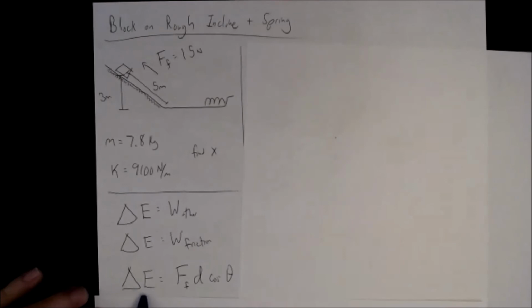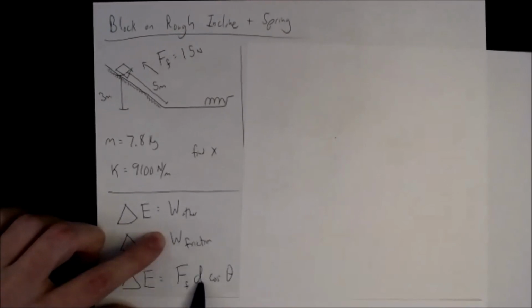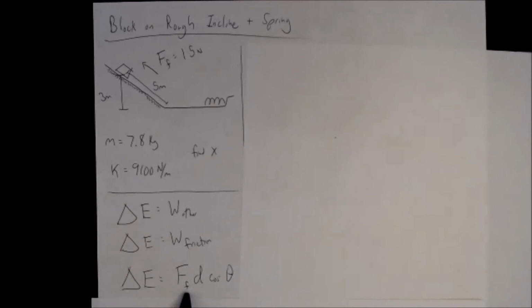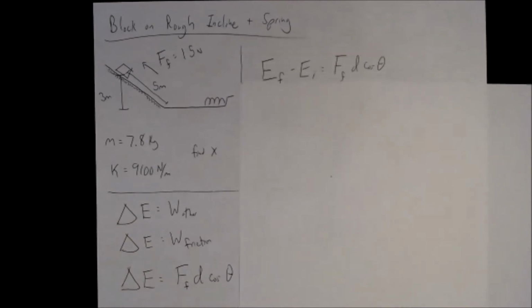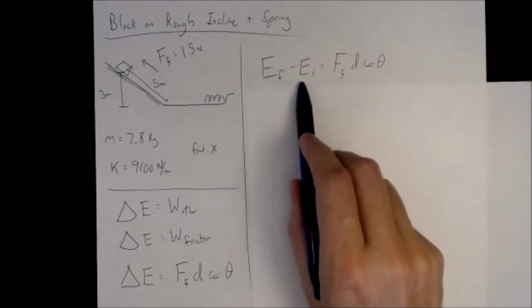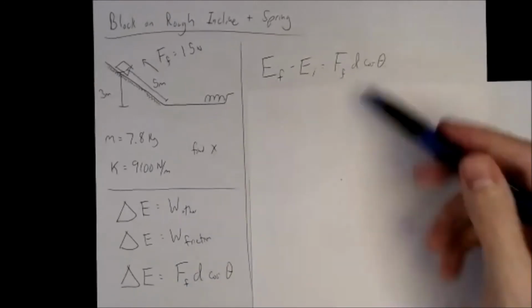And so we can say that the delta E is equal to, well, the equation for work is force times distance times cosine of theta, but we know what kind of force it is. It's the force of friction, so I'm going to indicate that there. Delta E is just E final minus E initial, and that's equal to the force of friction times D times the cosine of theta.